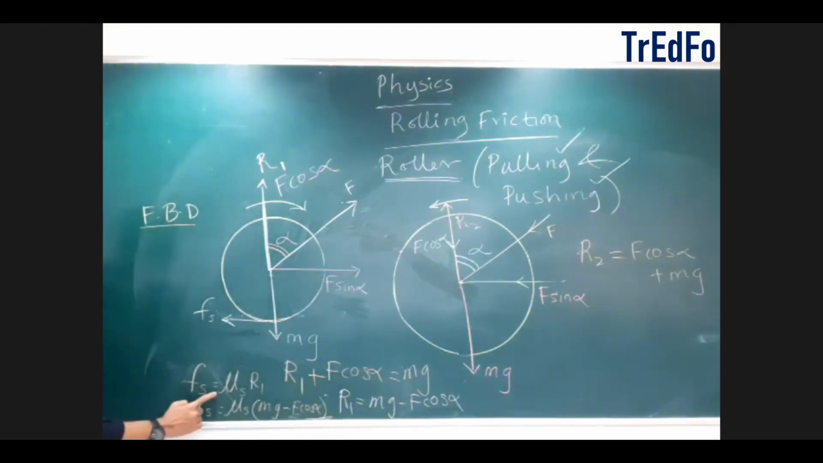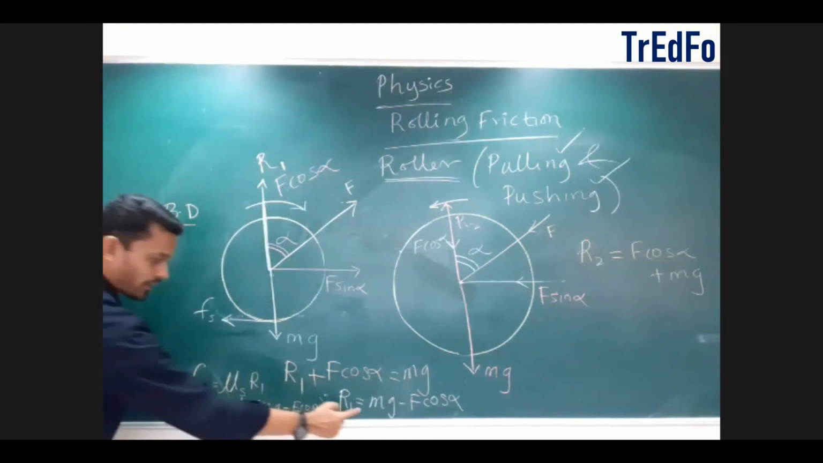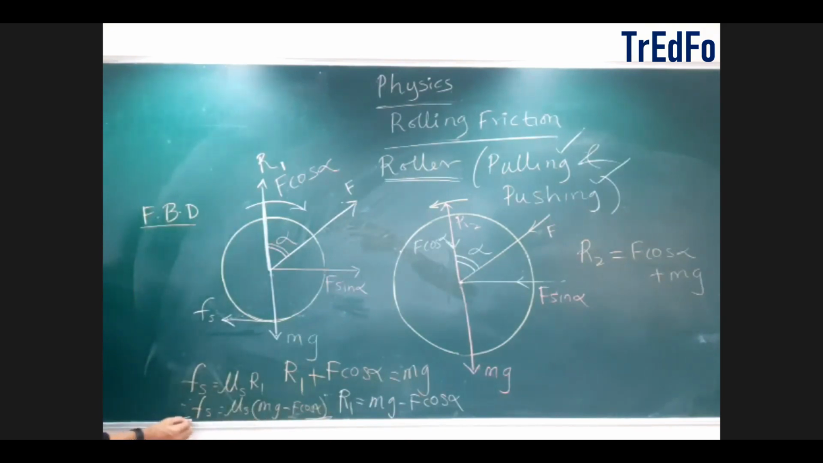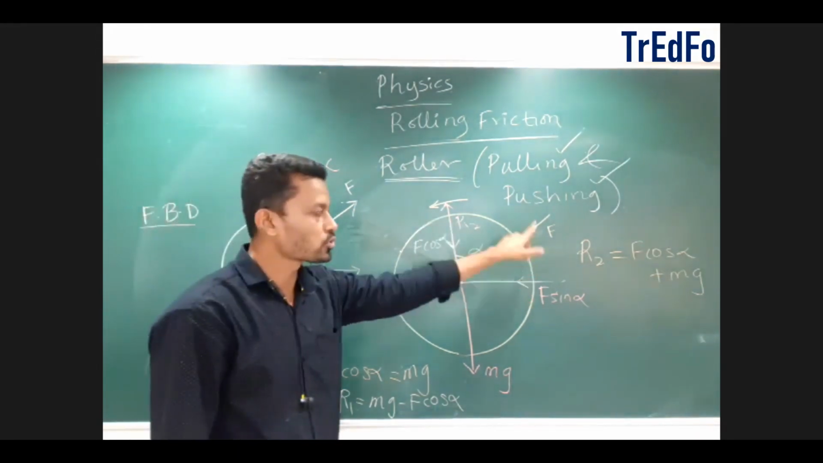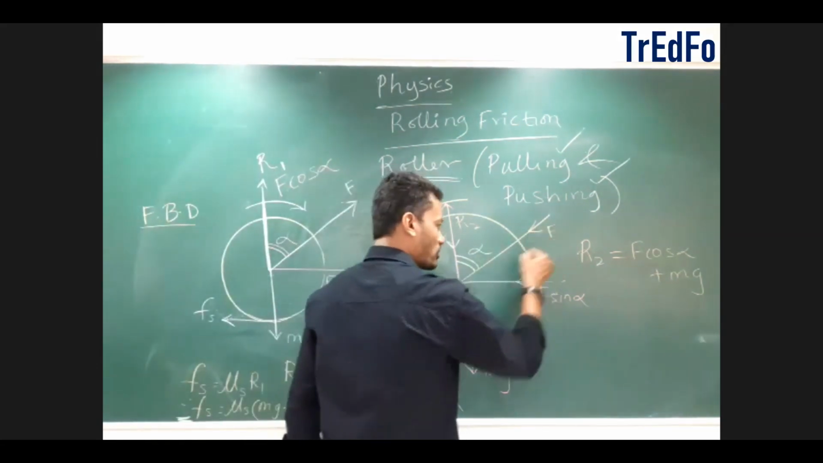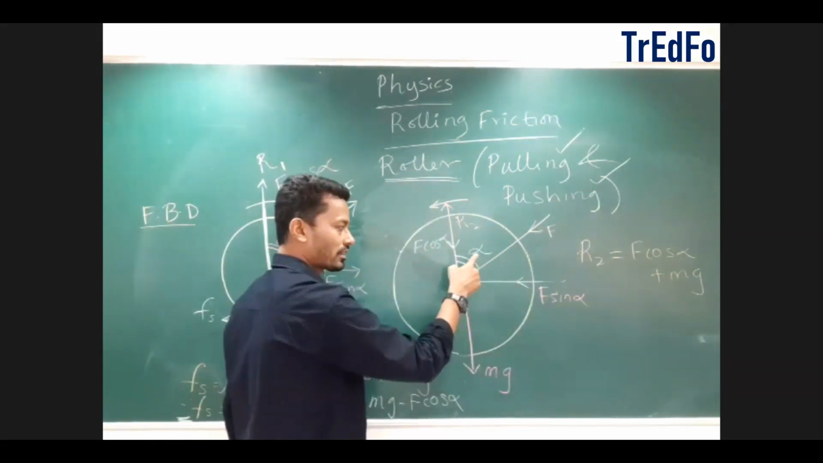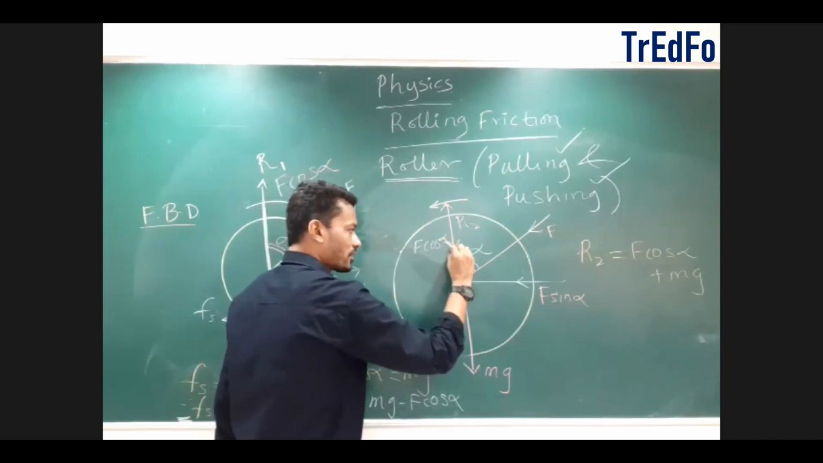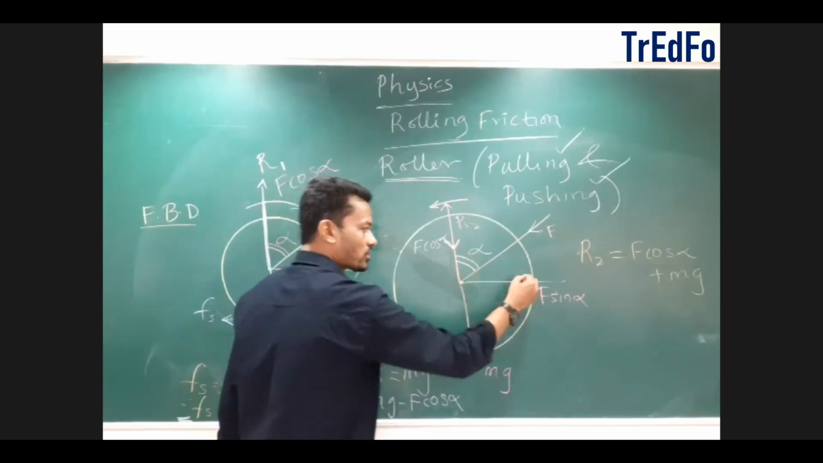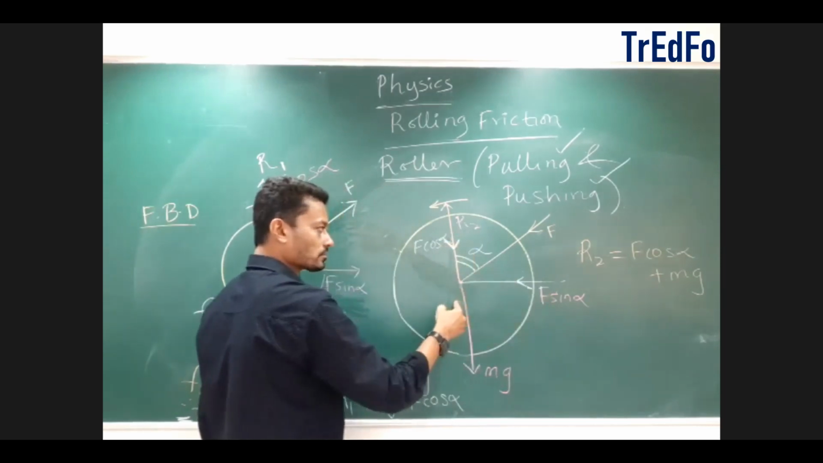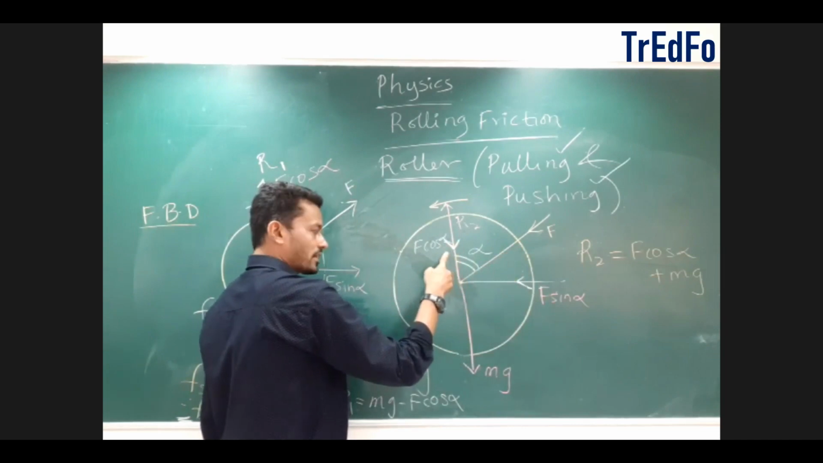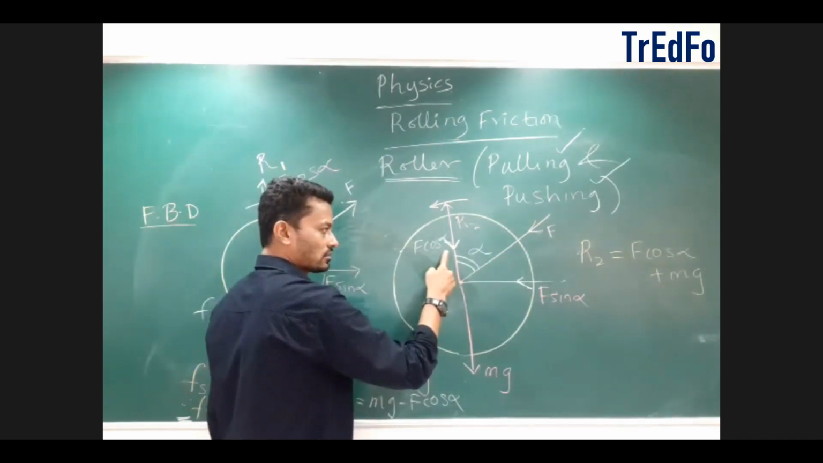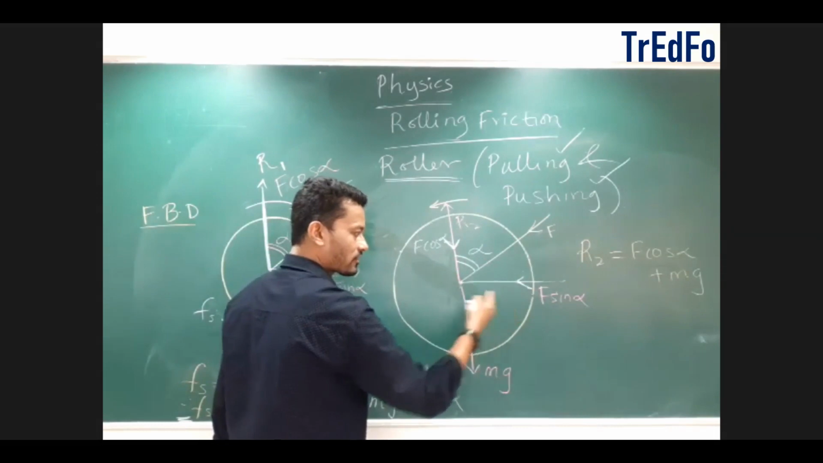We also know Fs equals mu s R1. I take R1 from here and substitute. I get the Fs value, that is the force of static friction when it's pulled. Same thing we do for pushing. I apply the force in the inward direction. When I apply the force in the inward direction with angle alpha, the components resolved will also be in the inward direction. Since this is the force acting in inward direction, my adjacent side will be F cos alpha, and the 90 degree side will be F sin alpha.